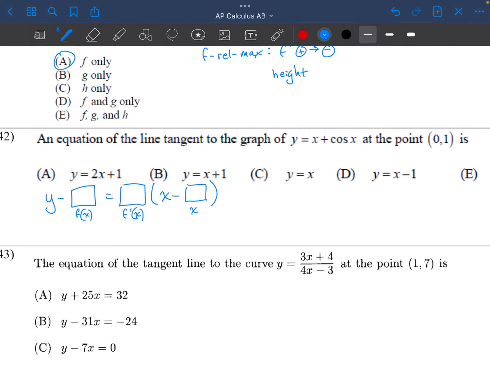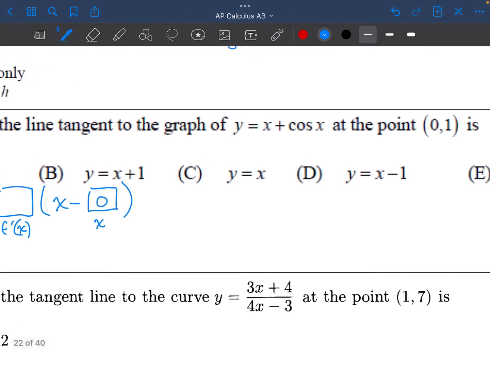We know the x value. It tells us over here that the x value is 0 and the y value is 1, so I can fill in those values immediately. The y value is 1, the x value is 0, and now we just need to figure out the derivative when we plug in 0.